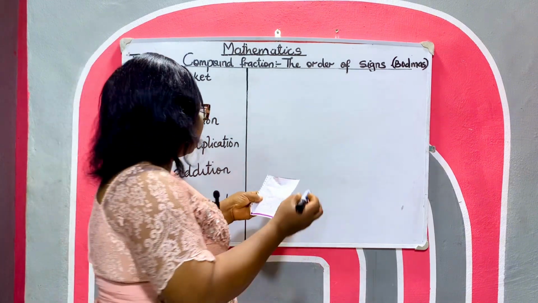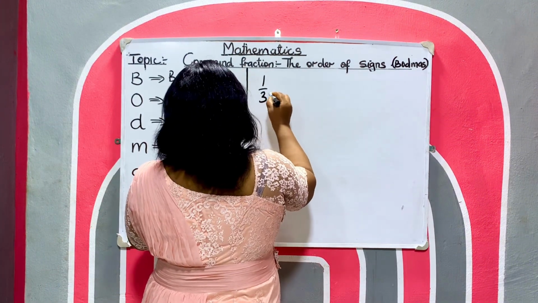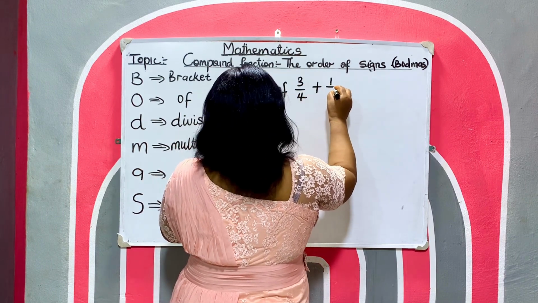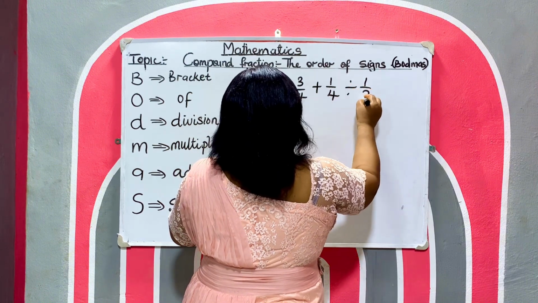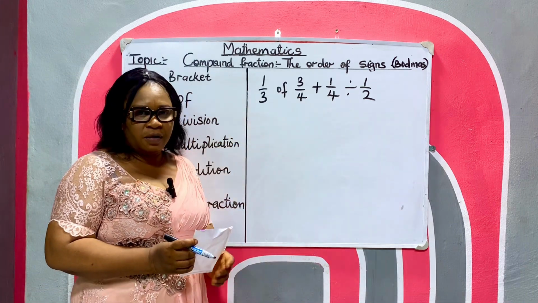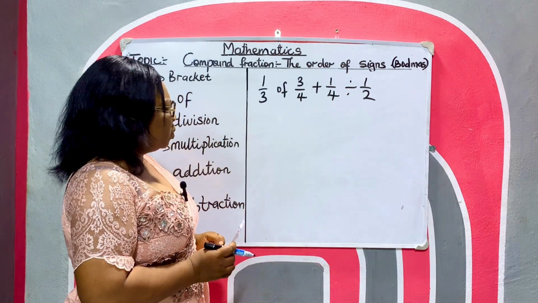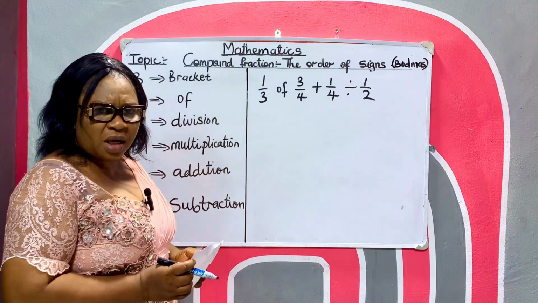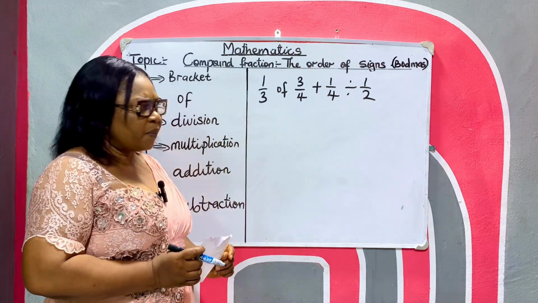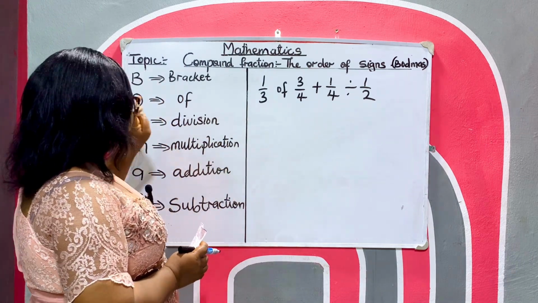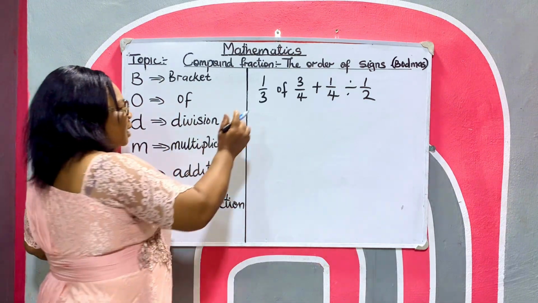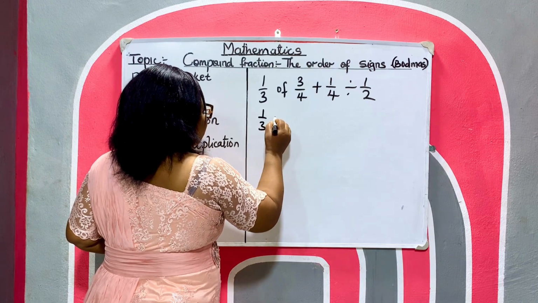Okay, we're going to take the first statement. The first statement says 1 over 3 of 3 over 4 plus 1 over 4 divided by 1 over 2. Yes, this is a mathematics statement mixing of, plus, and division. When you see it, you have to know that you have to apply BODMAS. So let me apply BODMAS before I start solving. I will ask myself, which one do I start first? When I look at them, I know bracket is not there, of is there. So of is the first one I'm going to start.